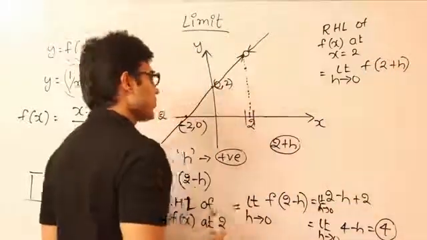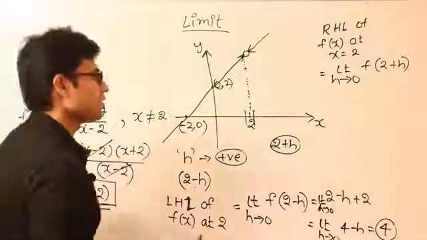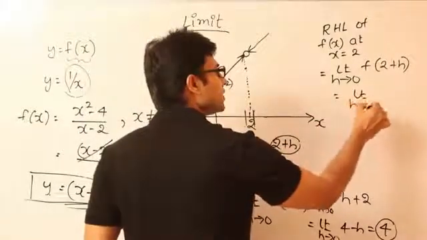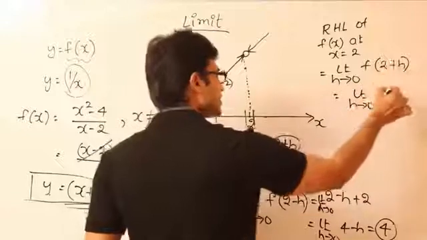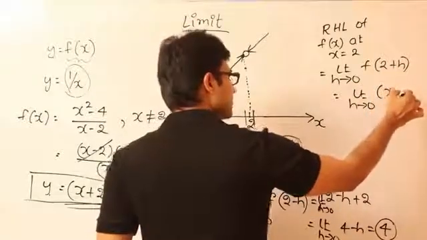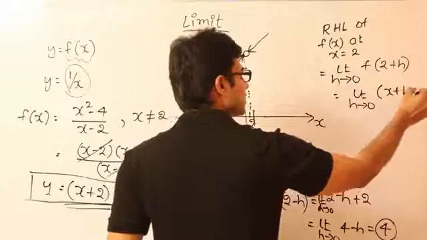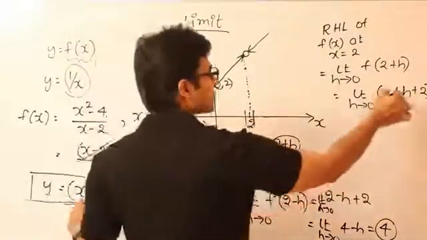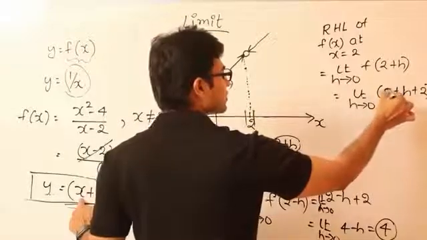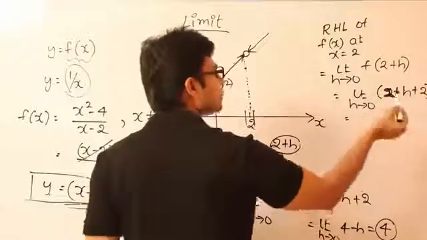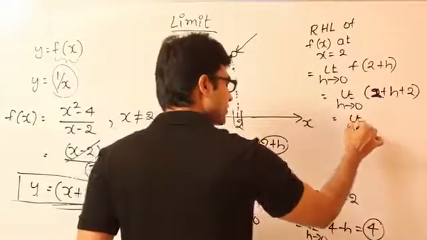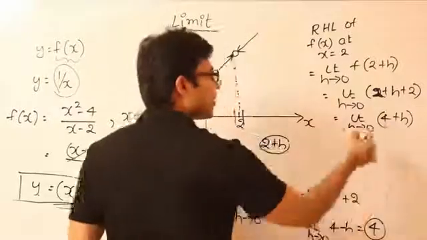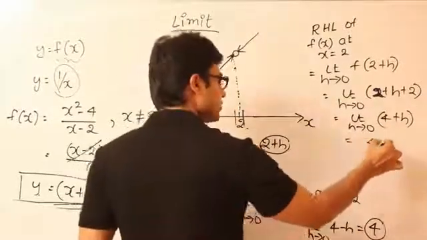Already we know that f of x equal to x plus 2. Then what will be f of 2 plus h? That equals limit h tends to 0 of f of 2 plus h, which is nothing but x plus 2 with x replaced, isn't it? In place of x we are going to put 2 plus h, which means 2 plus h plus 2, which is nothing but limit h tends to 0 of 4 plus h, right? Now what is its value? Its value is going to be 4.